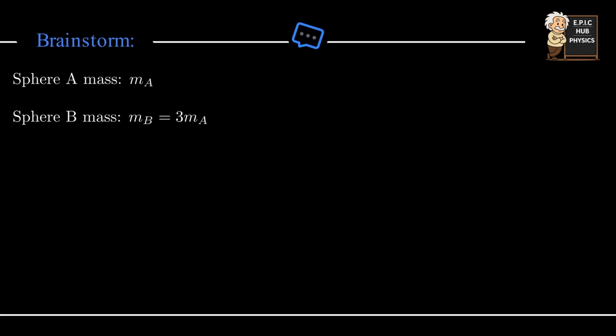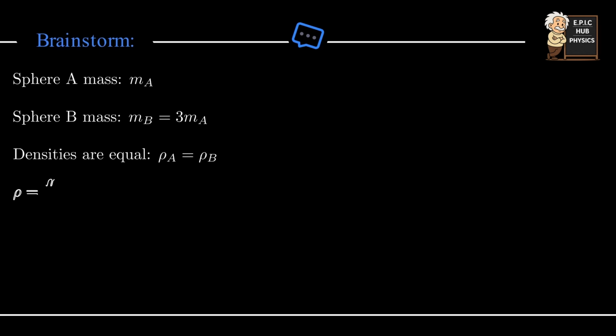First, we represent the masses of the two spheres. Let the mass of sphere A be m sub A. The problem states that sphere B has 3 times the mass of sphere A, so the mass of sphere B is 3m sub A.